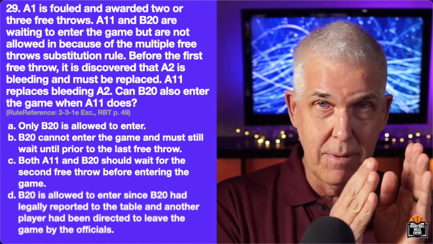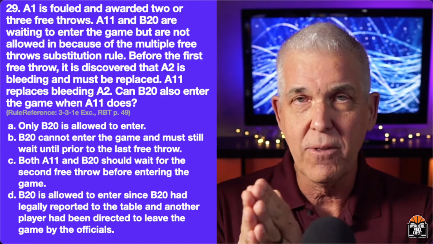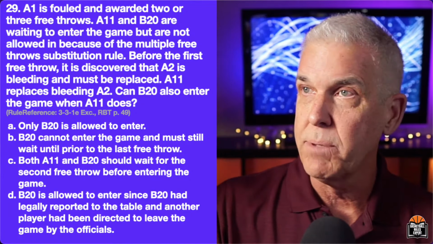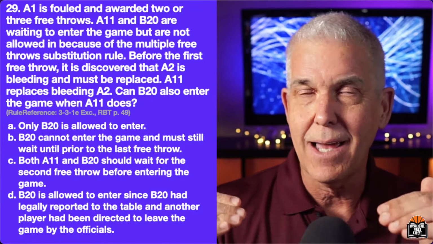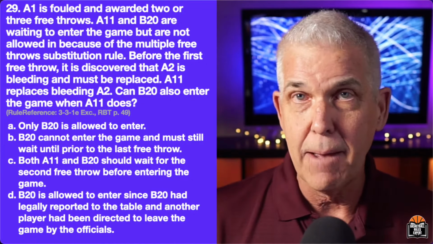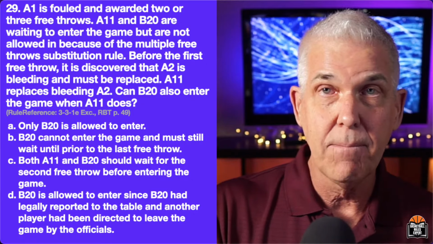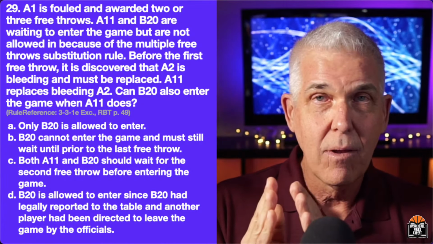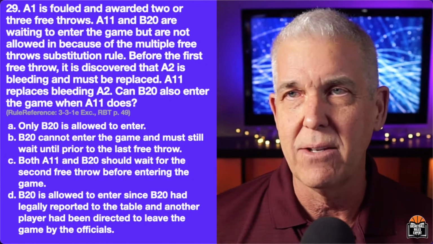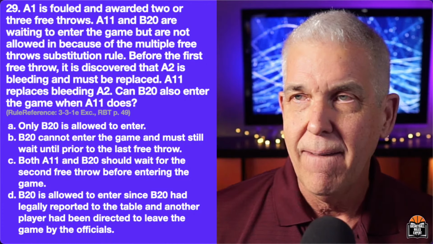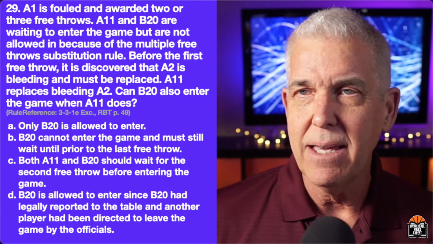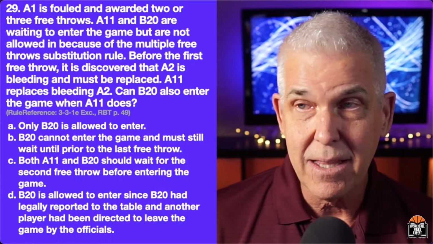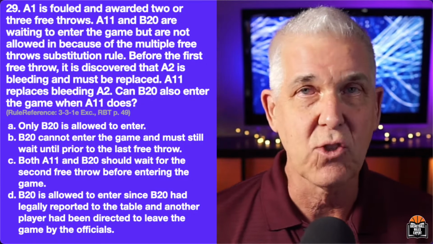So we have a situation where players are not allowed to enter by rule until before the final free throw, but it is discovered that a player is bleeding and must be replaced by rule. Coach, I have a bleeding player, I need a replacement. Or they could, of course, call a timeout, rectify the bleeding situation, and that player could stay in the game. But in this instance, they are directed to leave the game. The coach replaces with a substitute, and in that instance, prior to when they are normally allowed, we must have a substitution, then all substitutes are allowed to enter. So there's no restriction as in A. There is no restriction as in B. No, they will not both wait. D, B20 is allowed to enter since B20 had legally reported to the table and another player had been directed to leave the game by the officials. D is the correct answer.